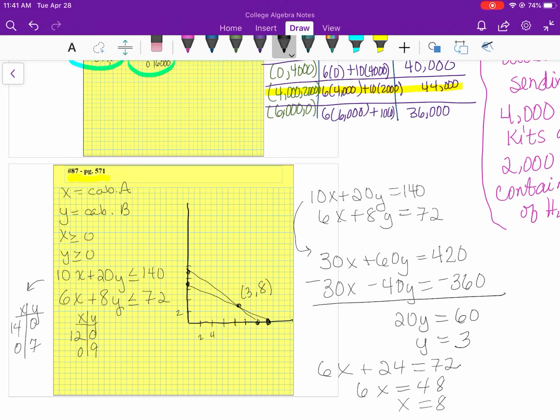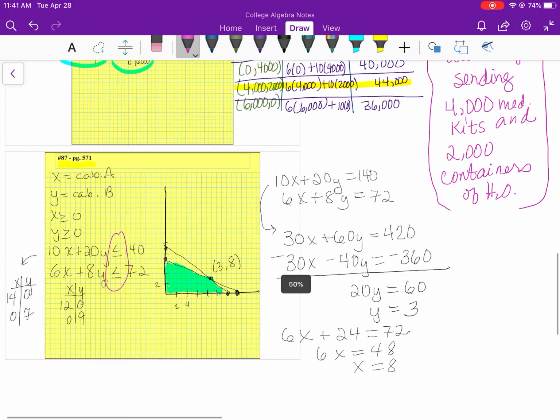All right. These are less than, so you're going to be shading below. So this becomes the region. Now, you can also do test points to see where to shade, but shading below does come from what we did yesterday where we were looking at shading above or below. So you can do test points to figure that out, or just realize that when it's less than, you're going to be beneath. Okay.